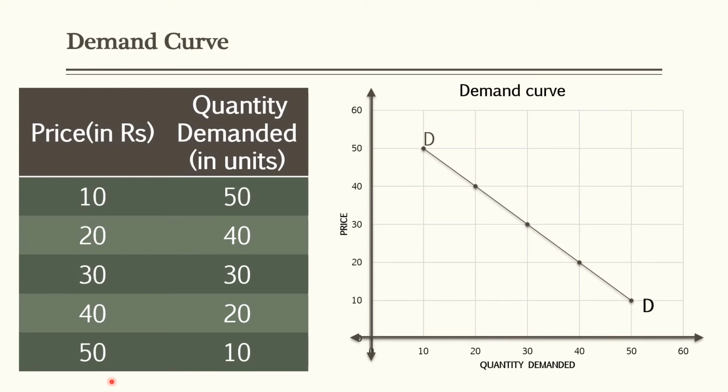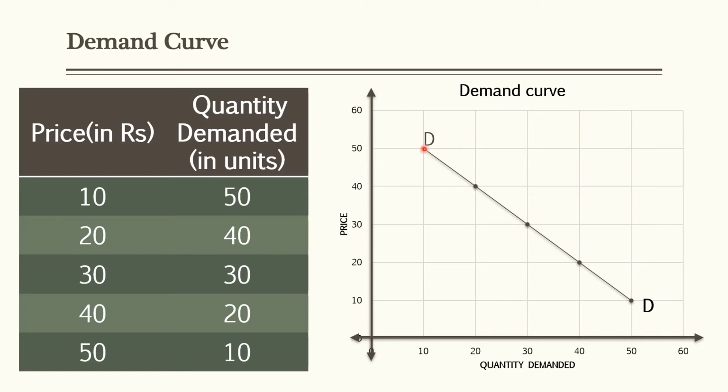In this slide, you can see here the demand schedule, which is a tabular representation of demand of a particular consumer. And here you have the graphical representation of this very same demand schedule. In the demand schedule, we see that as price rises from rupees 10 to rupees 50, quantity demanded falls from 50 units to 10 units. All these are plotted in the diagram.